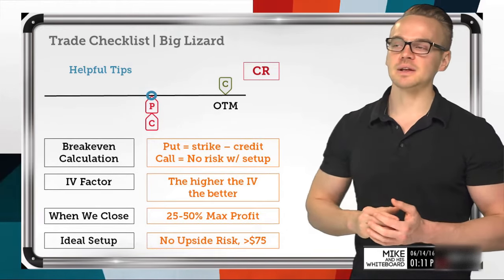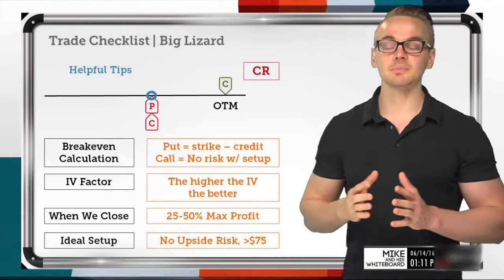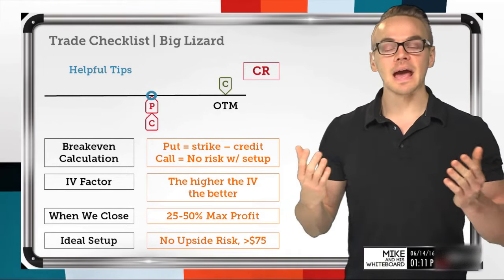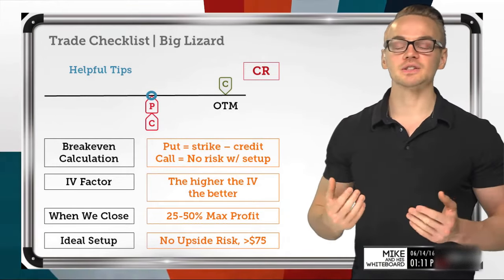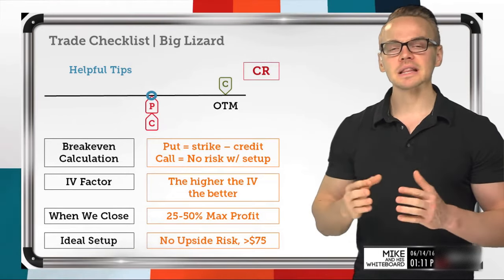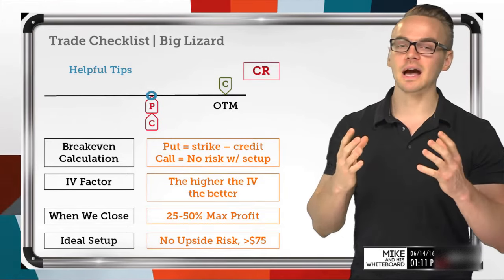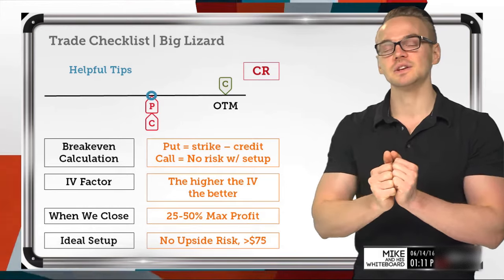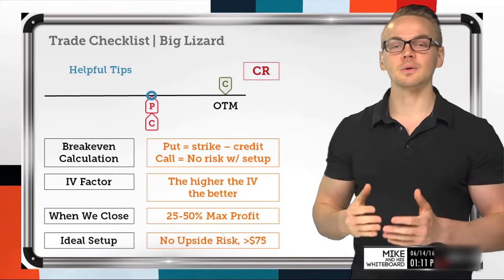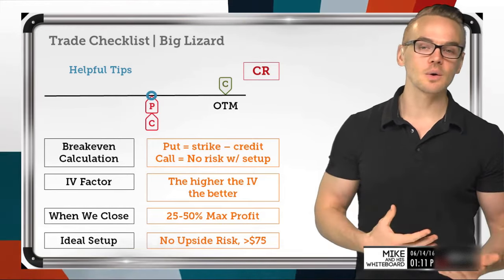But for this strategy, what's going to happen is with higher implied volatility, since at-the-money options are affected most by changes in implied volatility, those at-the-money options are going to be pumped up really high. So I'm going to be able to sell this strategy for a lot more credit than I would in a medium or low IV environment.